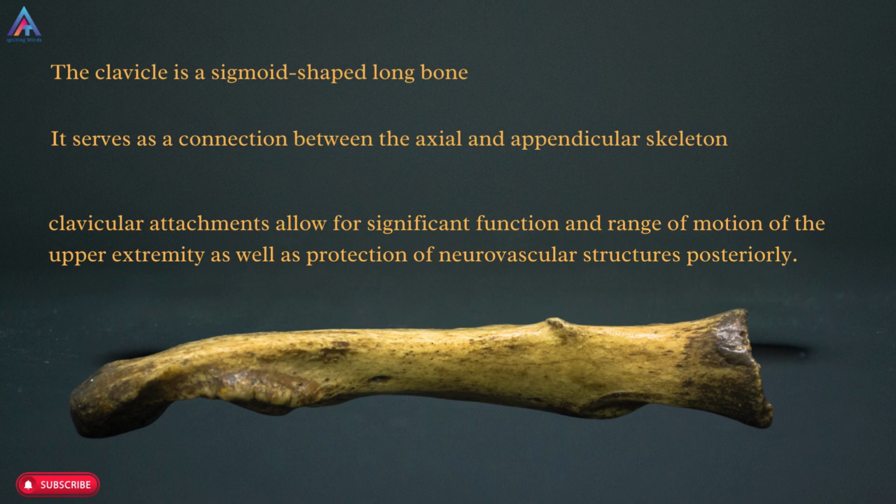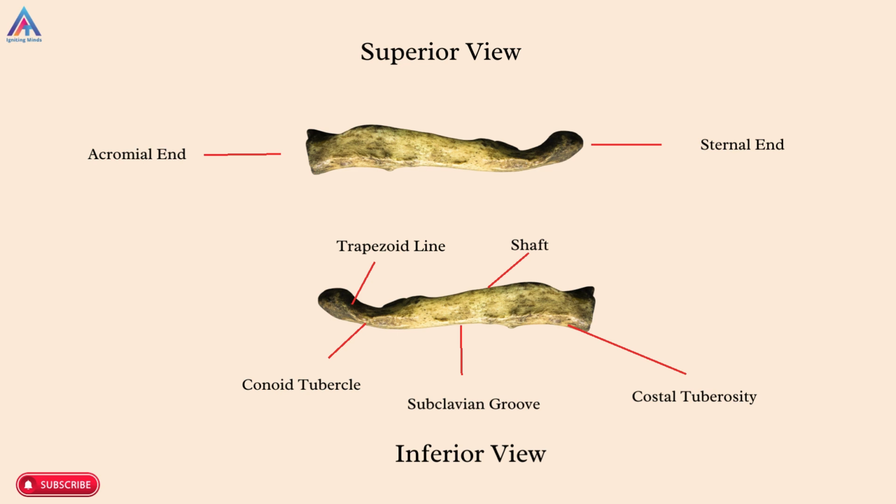The clavicle is a long sigmoid bone that connects the axial and the appendicular skeleton. This enables significant function and range of motion of the upper extremity. Additionally, it protects neurovascular structures in the posterior part of the body. In the superior view, the acromial and sternal ends can be seen, while the inferior view displays the shaft, trapezoid line, conoid tubercle, subclavian groove, and costal tuberosity of the clavicle.